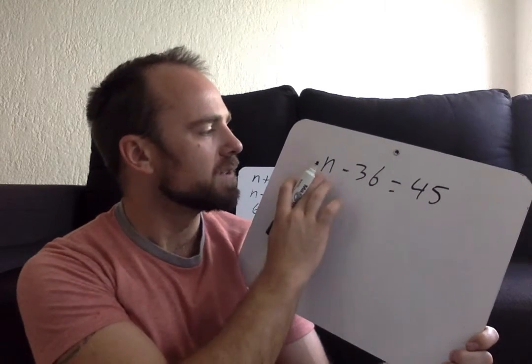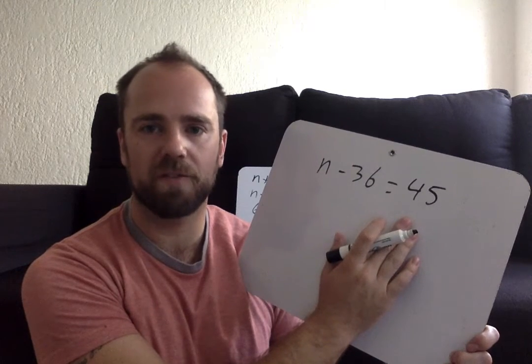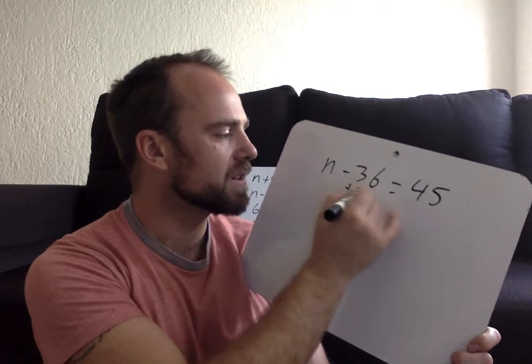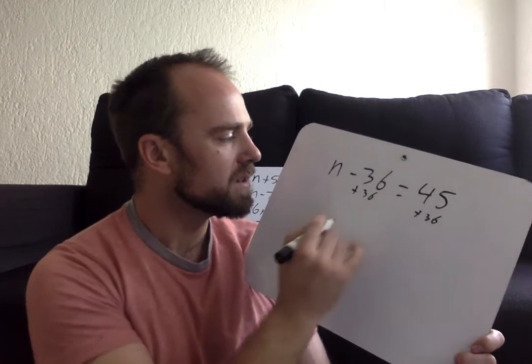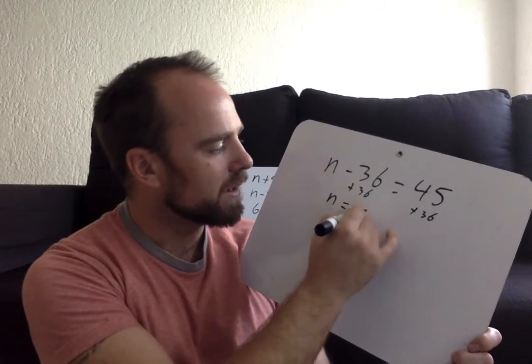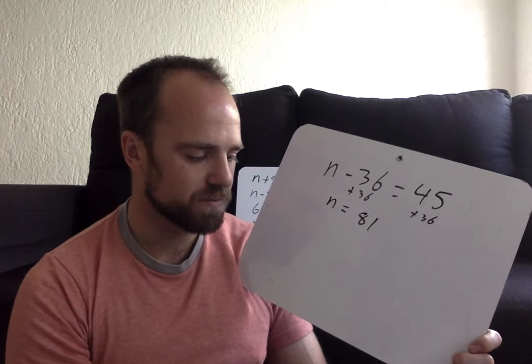Okay. He started with a set amount of money. He spent 36. He had 45 remaining. Okay, so now we have to add 36 to both sides. Okay, and then we get n to equal 81. Okay, so he had $81.